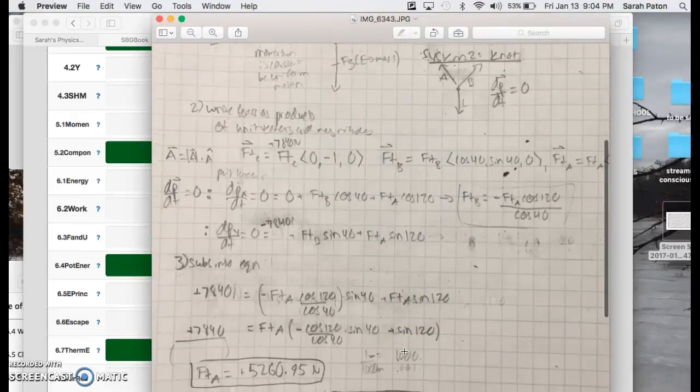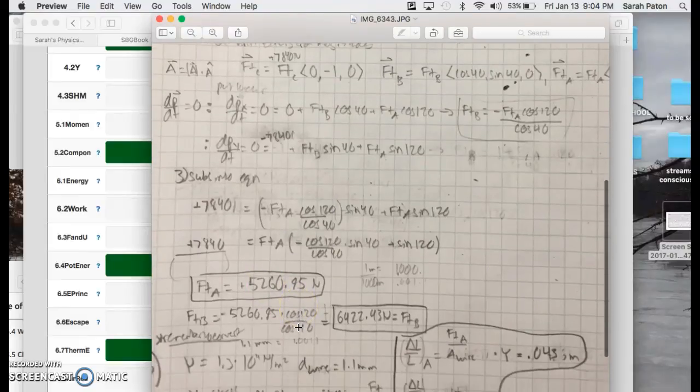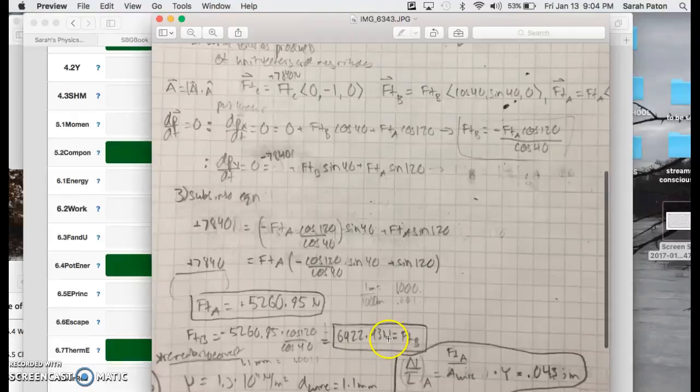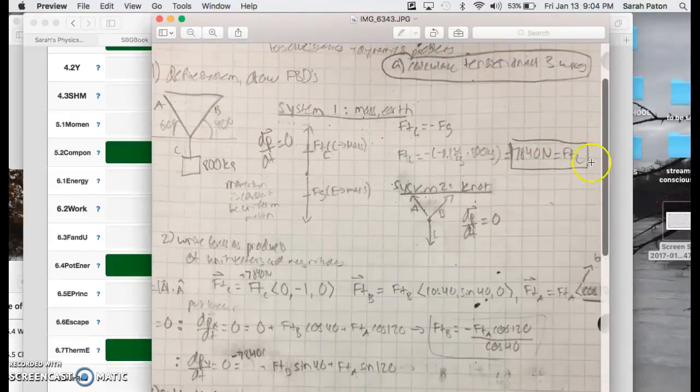The next thing I did was I simply substituted my isolated FTB into my equation I got from my component breakdown of the y components. After that, I did some algebraic manipulation. I got that the tension force of A was equal to 5,260.95 newtons, and the tension force of B was equal to 6,422.43 newtons. And looking at these, they seemed pretty accurate just giving it an eye, because they were on the same order as the tension force in C.